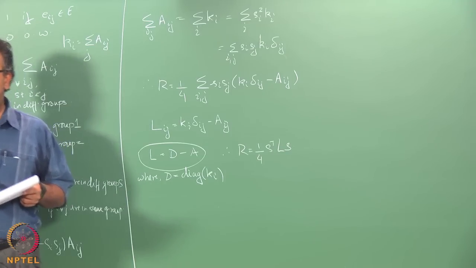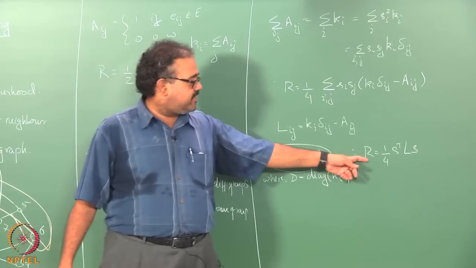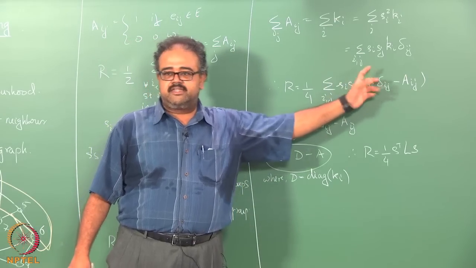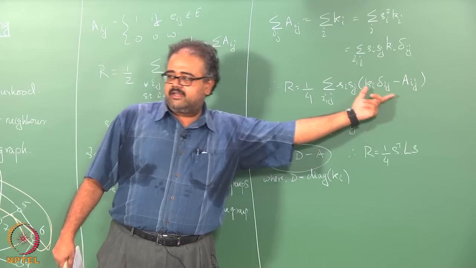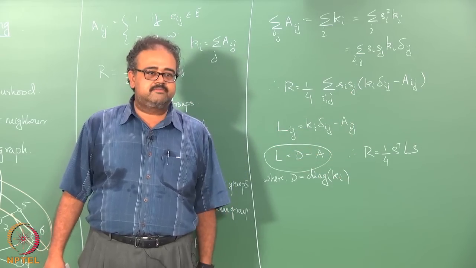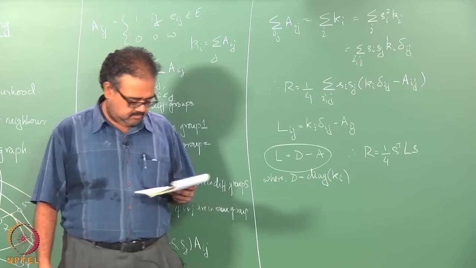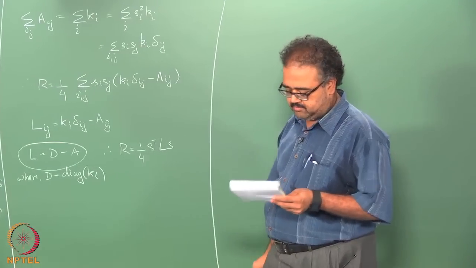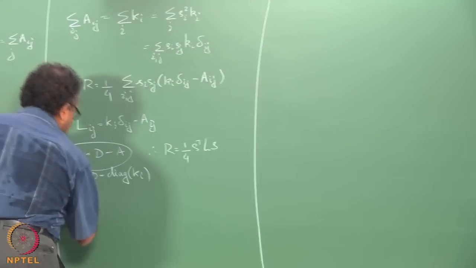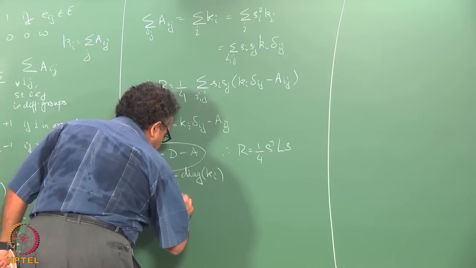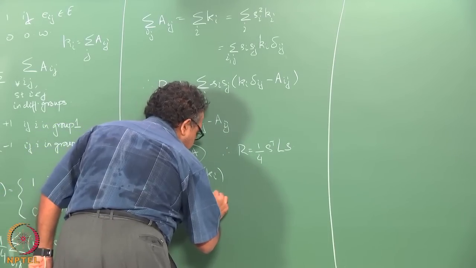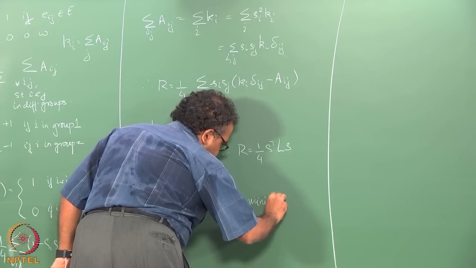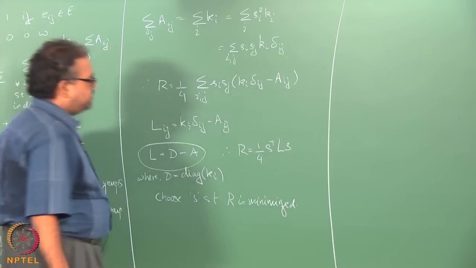So, we do our matrix notation transformation. I can say that my cut is just 1/4 S transpose L S, so the sum of Si Sj into Lij, essentially S transpose L S. Now the goal is to choose S such that R is minimized.